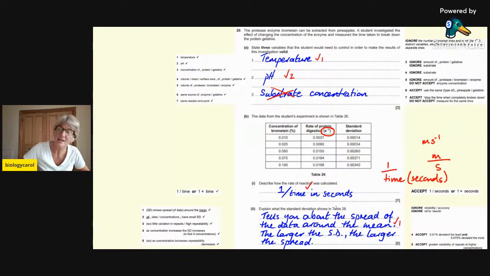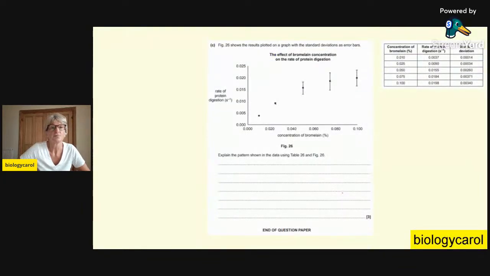I didn't get the second mark because this question wasn't just what does standard deviation tell you about data. They were asking you, and I should have picked this up probably, what it tells you in this experiment. So the second mark was actually about what's the significance here? What does it tell you? So I didn't get that mark.